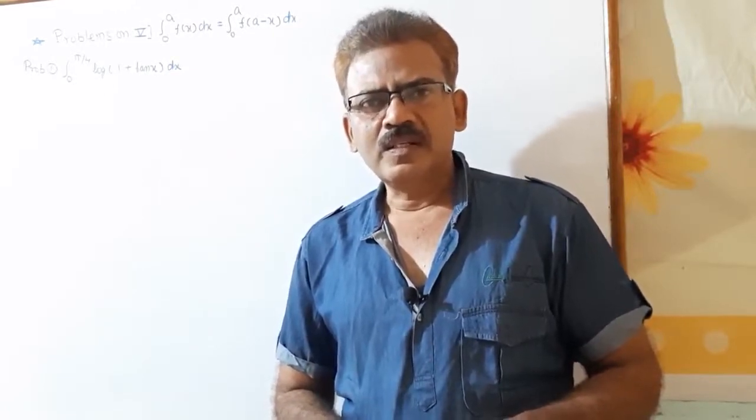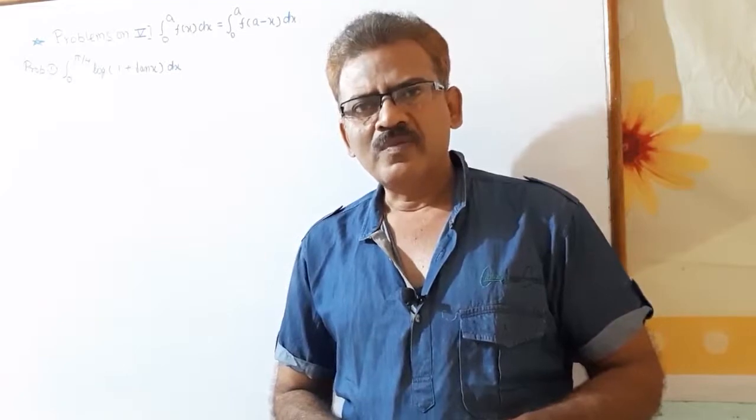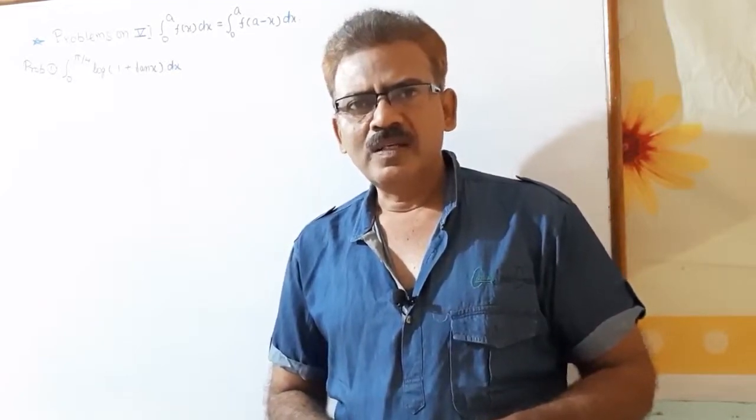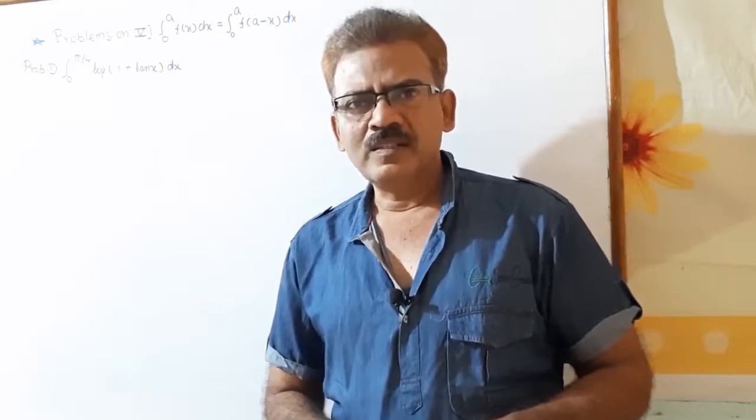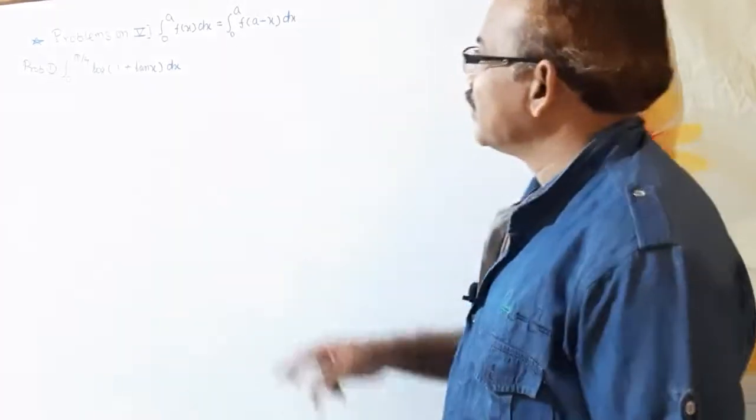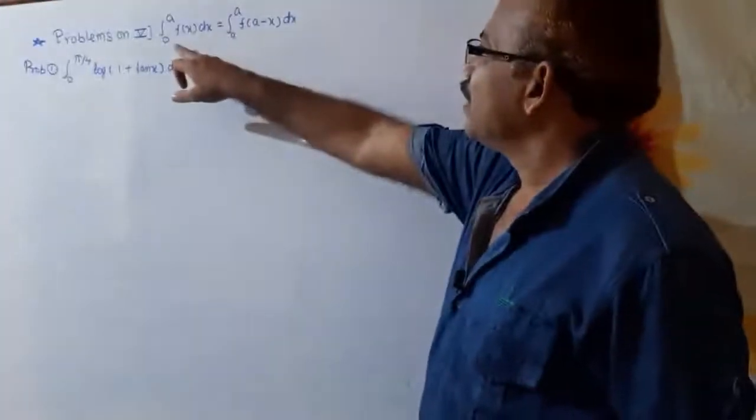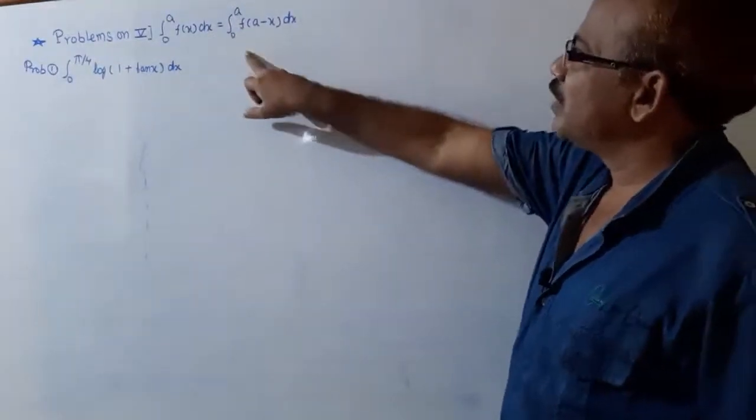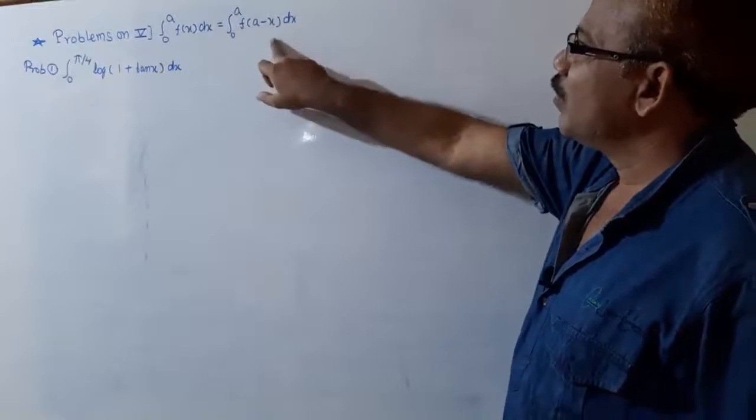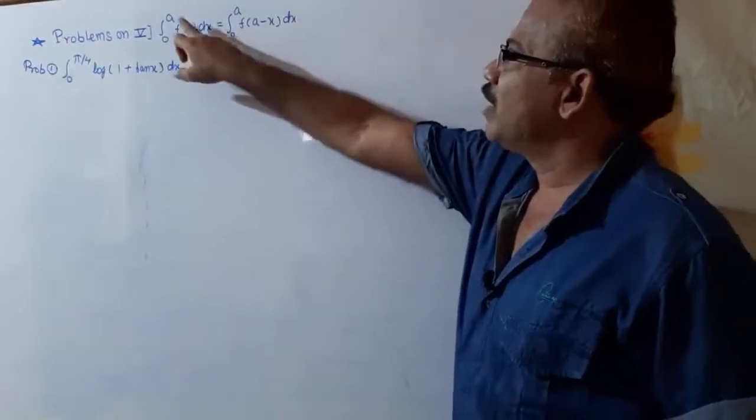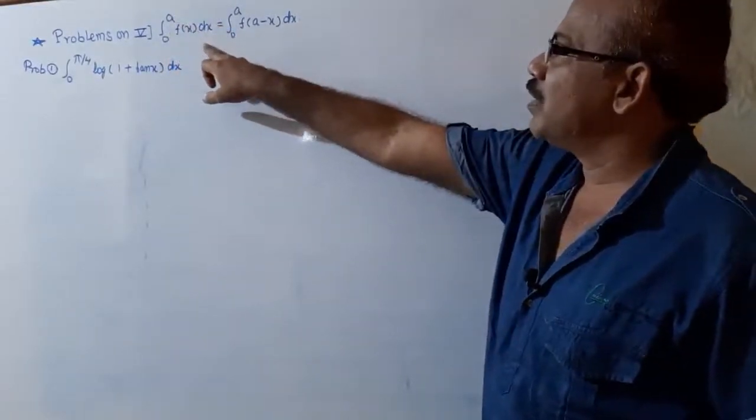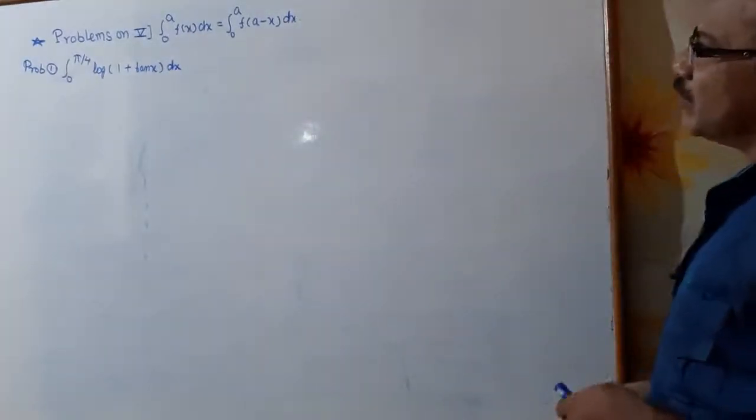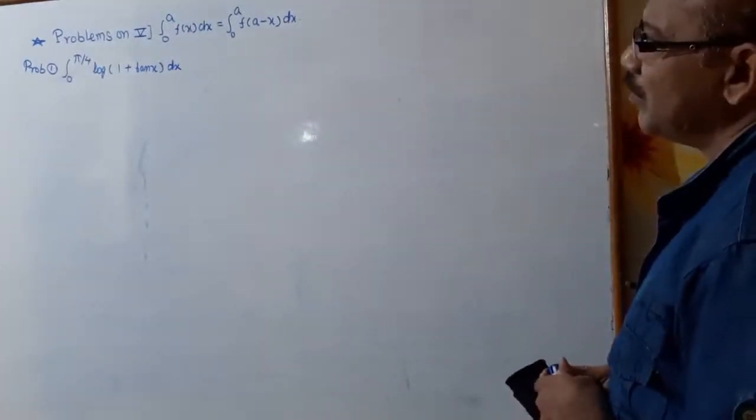That is, integration 0 to a f of x dx is equal to integration 0 to a f of a minus x dx. That is the fifth property. On the left side, integration 0 to a f of x dx is equal to, on the right side, the limits are the same, integration from 0 to a, only we have to replace this x by upper limit minus that variable. We replace this x by a minus x. That is the fifth property. So we solve some problems on this fifth property.